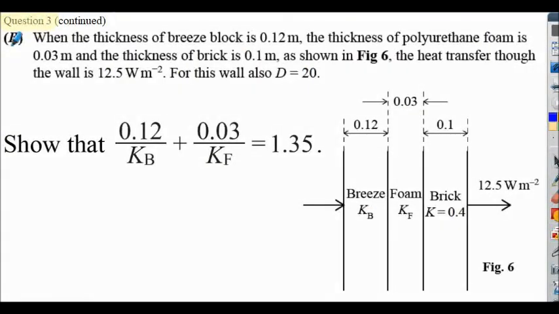Question 3, part 3, part B here. Very similar exercise to that shown in part A. This time we're asked to show this equation given the information in the question. If you follow part A, you should be able to attempt part B. I'll show you the full work solution on the following slide.